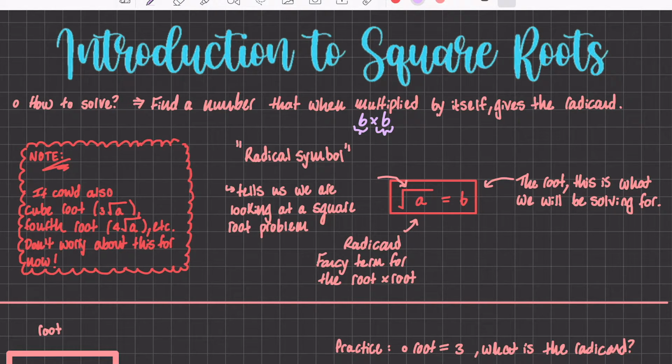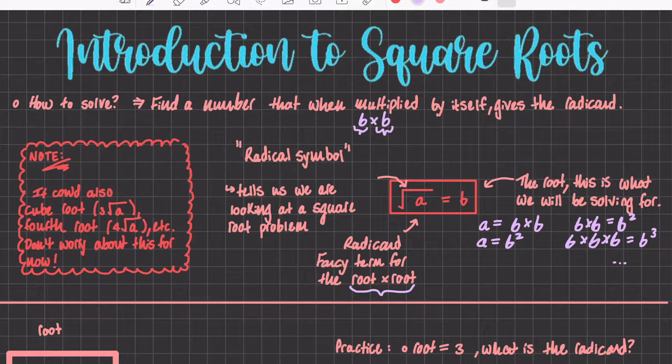To find this relationship, we can use what I wrote here. The radicand is a fancy term for the root times the root. If we write that in a mathematical way, we get A, or the radicand, is equal to the root, which is B, times itself, or B times B. If we write this in a more compact way, we get A is equal to B squared, because we know that a number times itself is equal to the number squared, and a number times itself twice more is equal to b cubed, and so on.